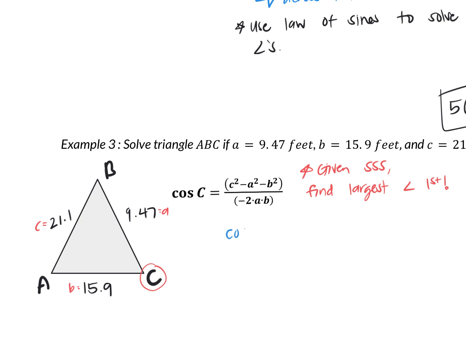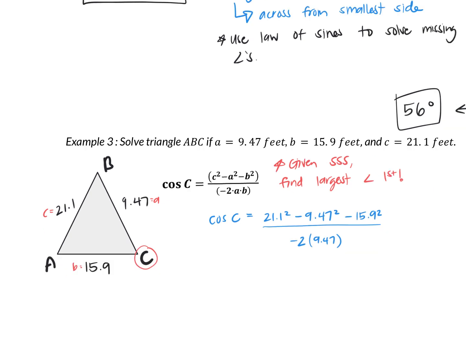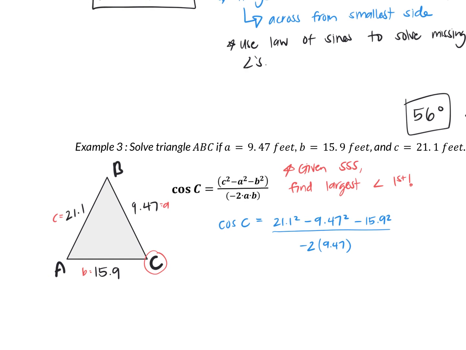I've got cosine of C, 21.1 squared minus 9.47 squared minus 15.9 squared divided by -2. And then last thing on there is B, so 15.9.